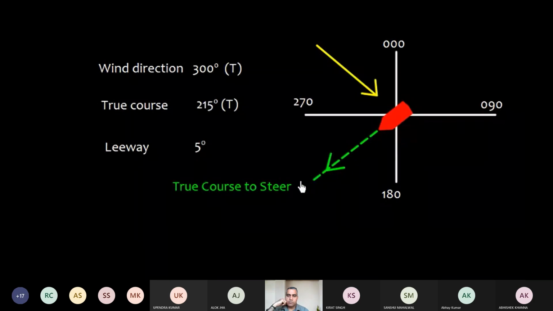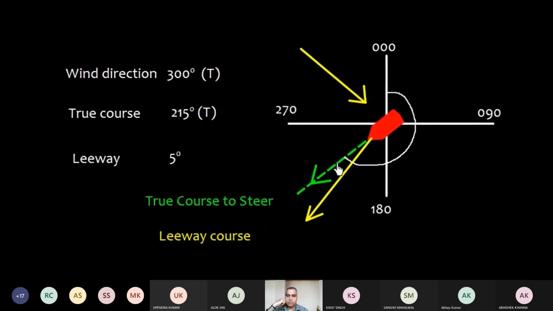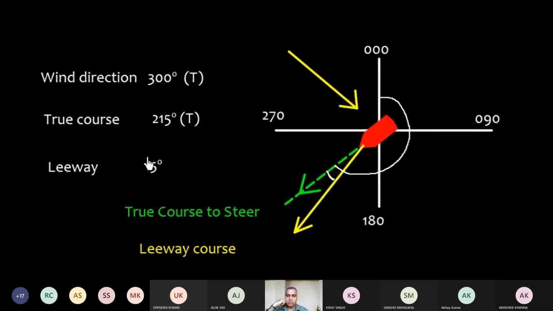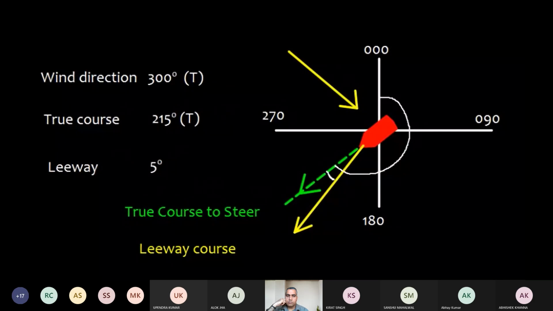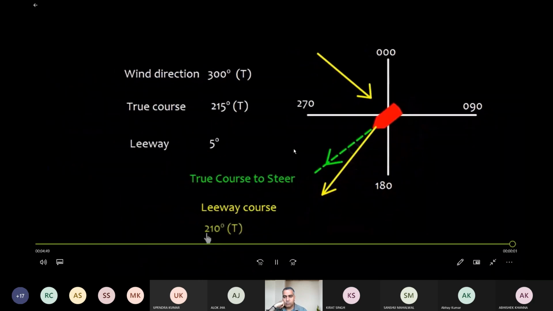The true course to steer is 215 here. Now the wind is pushing in this direction, so this will be the leeway course. And if this angle is 215, so from here to here is 215, and the estimated leeway is 5 degrees, that means this course is going to be 210. This course will be 210.